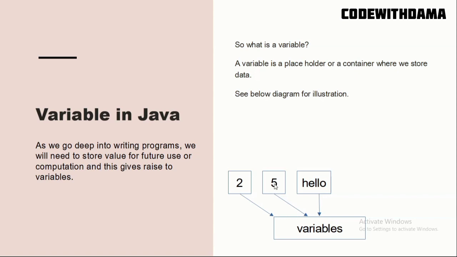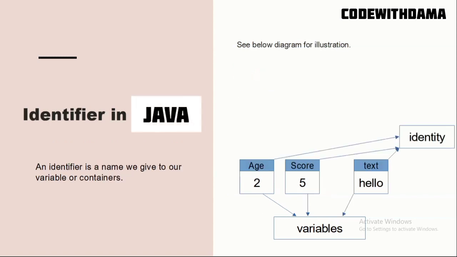So here I have this container, one with 2, one with 5, one with hello. Now these are how variables are created in your computers. Your program would reserve a space in your memory to store this data. Unfortunately, once you store these data without a name given to those containers, you would not be able to find those data in your computer, and that leads us to what we call identifiers.